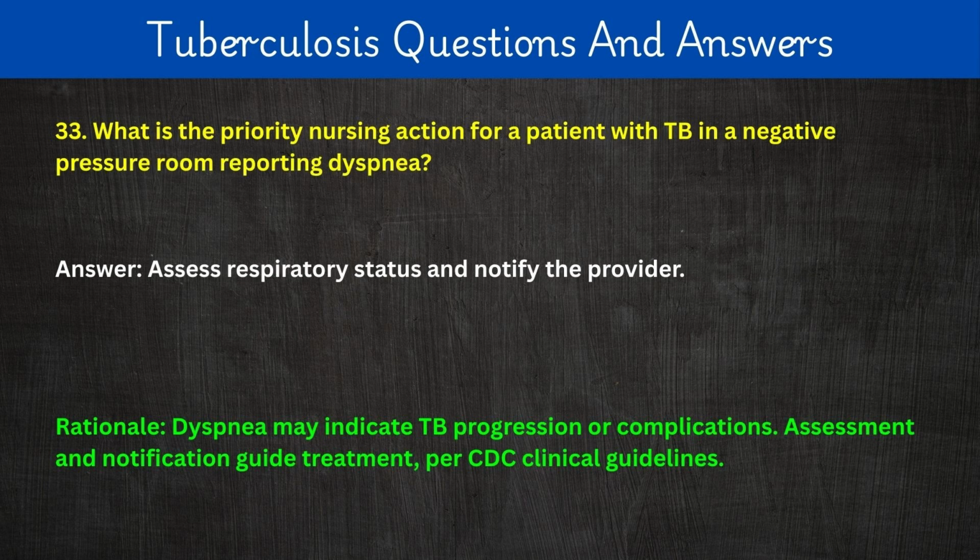33. What is the priority nursing action for a patient with TB in a negative pressure room reporting dyspnea? Answer: assess respiratory status and notify the provider. Rationale: dyspnea may indicate TB progression or complications. Assessment and notification guide treatment, per CDC clinical guidelines.